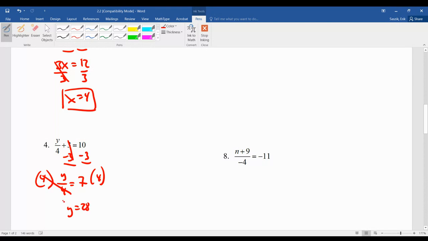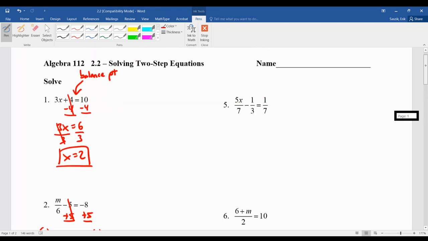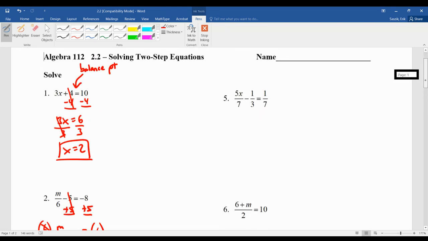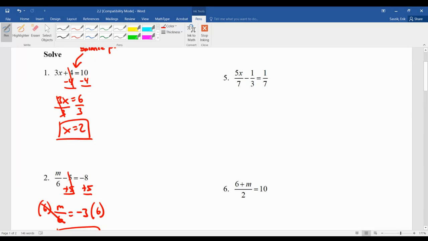And that gives me 28. I could check that very easily. It's going to be right. Now this one here, this is a little bit different. This is a key part of our Zoom session for this lesson.